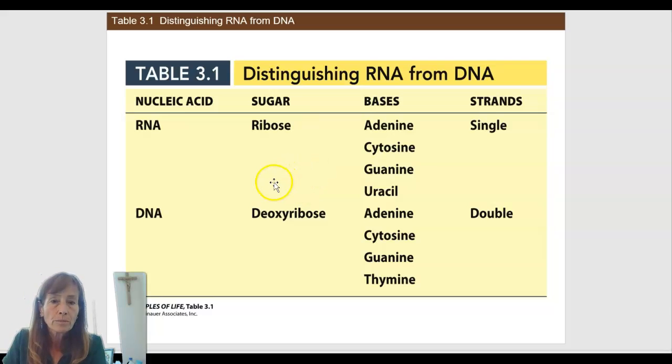So here's how we would compare DNA and RNA. RNA is a nucleic acid. It has ribose sugar as a part of its monomer unit. It has these 4 possibilities for the base, and then they are single-stranded, and I'll show you what that looks like. DNA has deoxyribose sugar, has everything except that instead of uracil, it's got thymine, and it's going to be double-stranded.